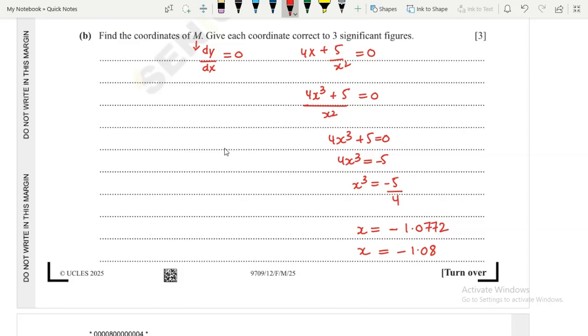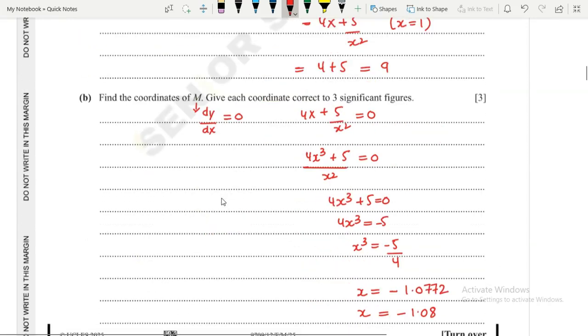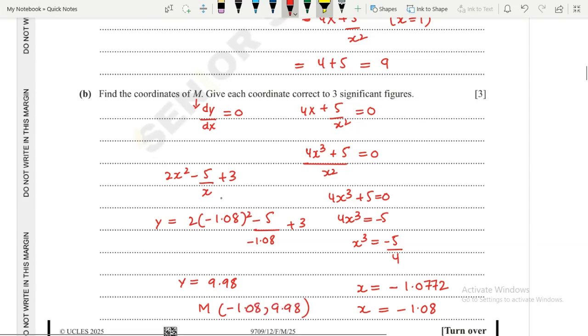So now we can just plug this value into the real equation, which is 2x squared minus 5 over x plus 3. So y will be equal to 2 into minus 1.08 square minus 5 divided by minus 1.08 and plus 3. So y becomes out to be 9.98. So the coordinate for M will be minus 1.08 and 9.98 to 3 significant figures.